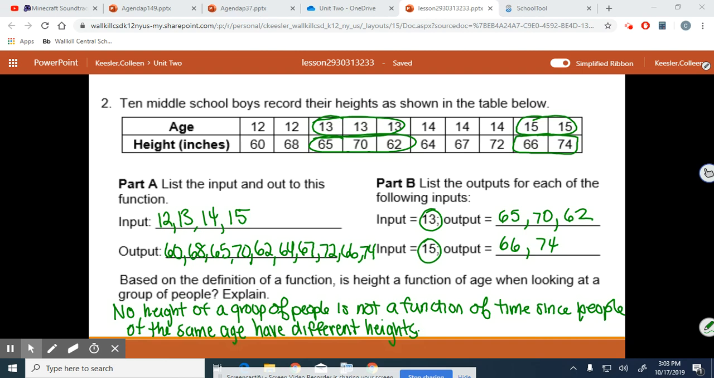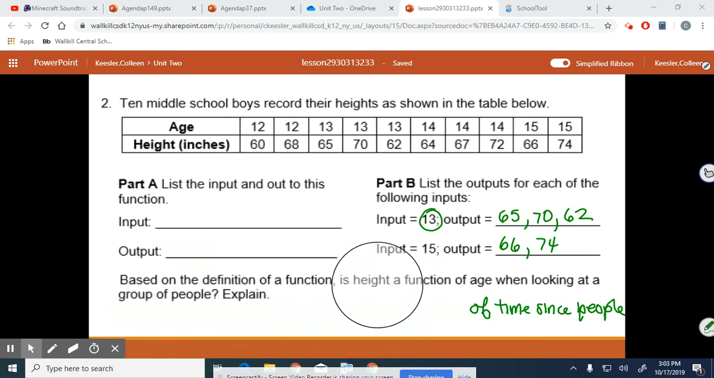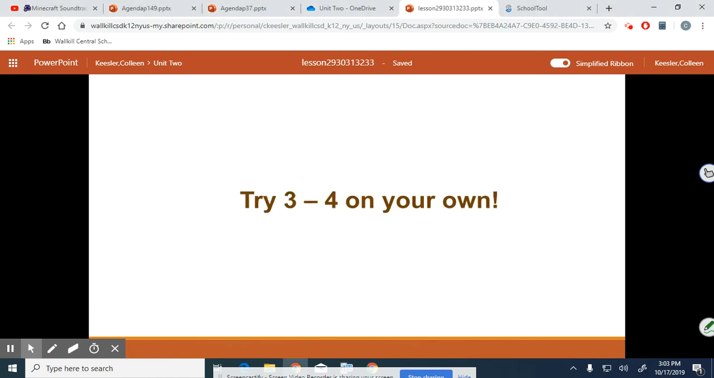All right, so hopefully you're understanding what I mean by here. Again, the key is that each input can only be assigned to one output, or each part of the x can only be assigned one y. All right, so if an x shows up more than once, it is not a function. If each x only shows up once, it is a function. All right, so you guys are now going to try numbers 3 and 4 on your own. Check in with me so I can be sure that you're getting them right before moving on to your exit ticket, and then you can start your homework.